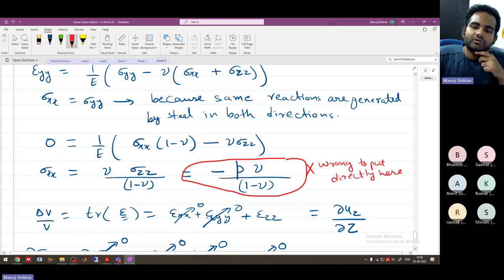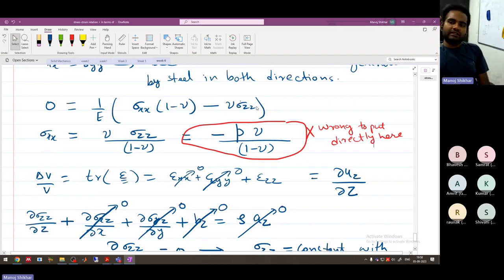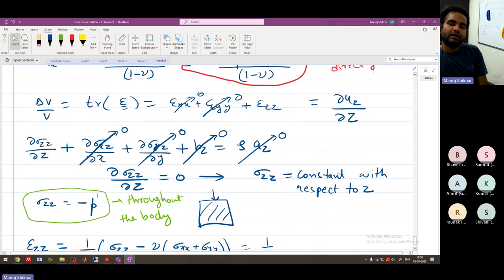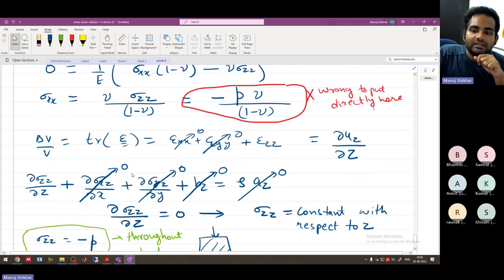Because this will be true for a problem where they have asked what is sigma xx at the boundary. So there we can directly put sigma zz as minus p. But for other points throughout the body, we will have to find the distribution of sigma zz, and after that we have to replace it in the expression of sigma xx. Okay.